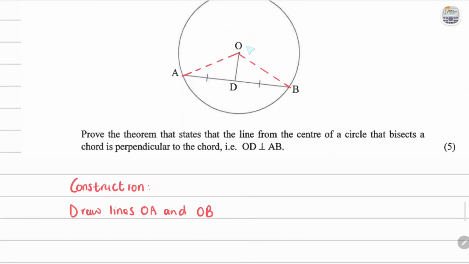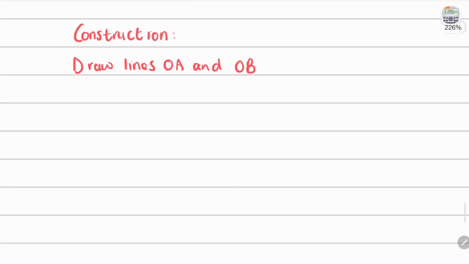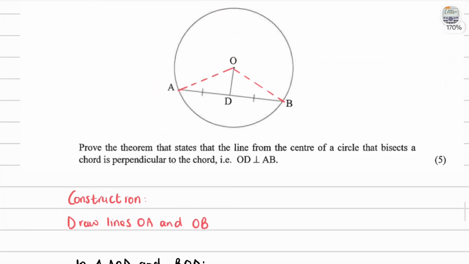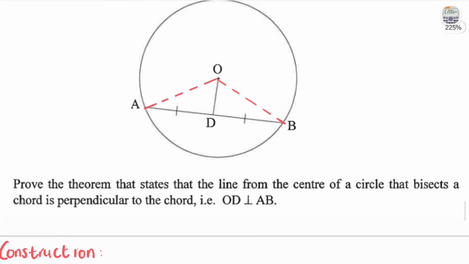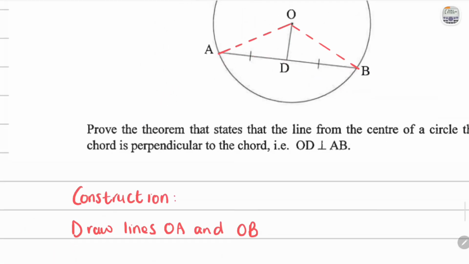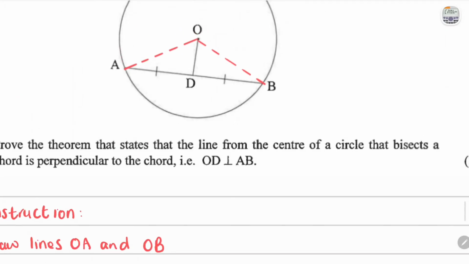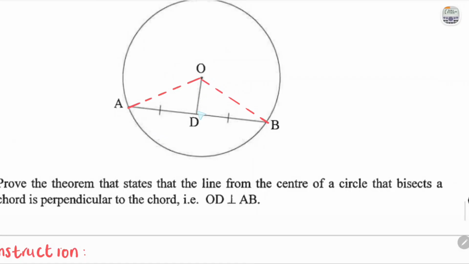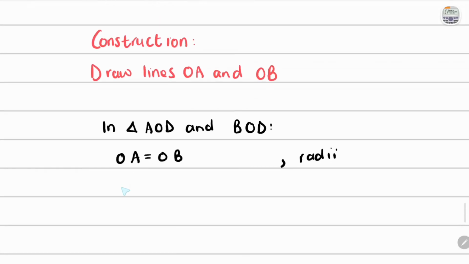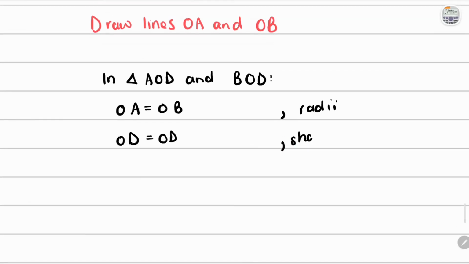So let's introduce the triangles. We're introducing the triangles AOD and BOD. So in triangle AOD and BOD, we can focus on the sides that are equal because we don't really have any angles that we can prove are equal. First, notice that OA is from the center to the circumference, and so is OB. So they're both radii. We can say that OA equals OB, and the reason for that is radii. Then we have OD, which is a shared side, so of course it's going to be equal to OD in the other triangle, and we can say shared side.